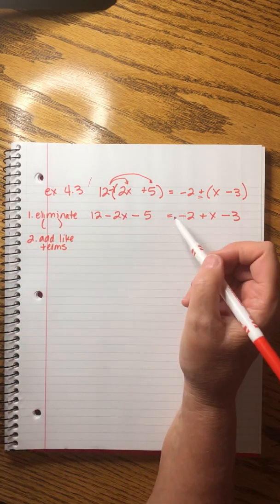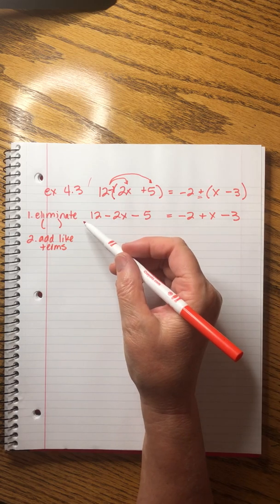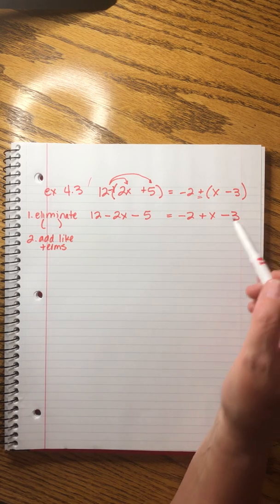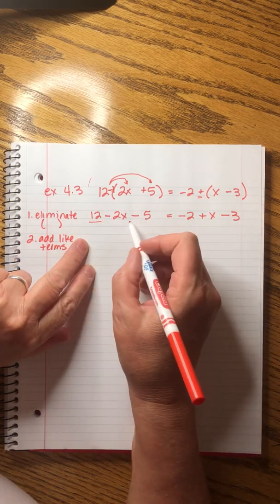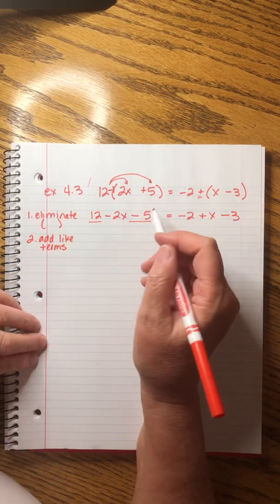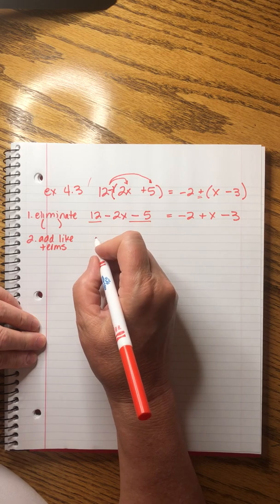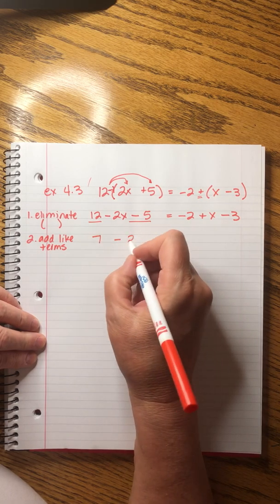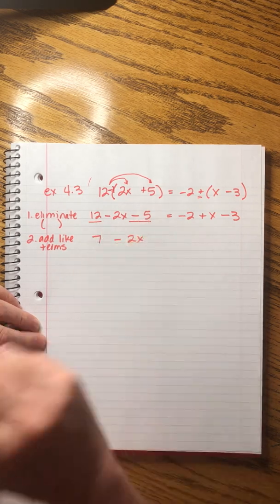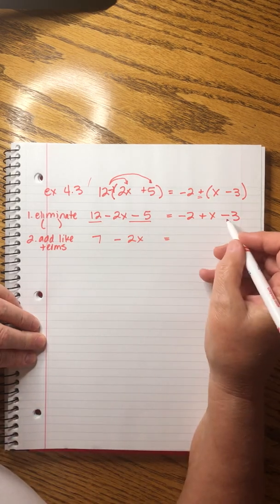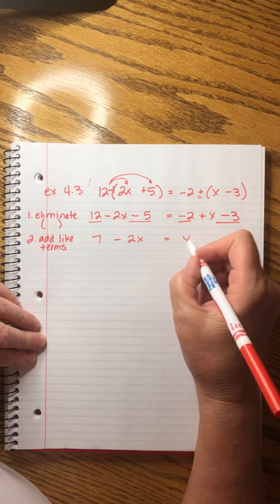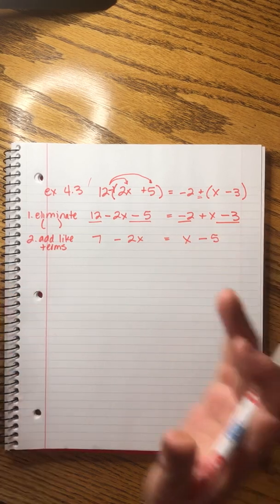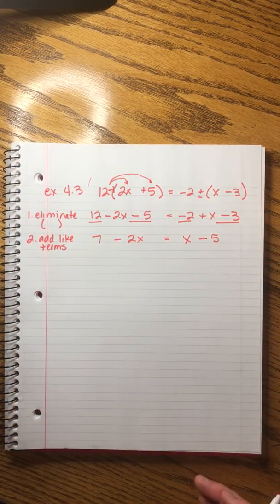Adding like terms means that we focus only on one side of the equation at a time. So I look at this side of the equation and I go, okay, there's a plain number, there's a plain number. We can combine those. So I'm going to say 7 minus 2x, right? 12 minus 5 is 7. Now we clean up the other side of the equation. Oh, look, there's two plain numbers. So I'm going to say x minus 5. We're just sorting things and organizing them.